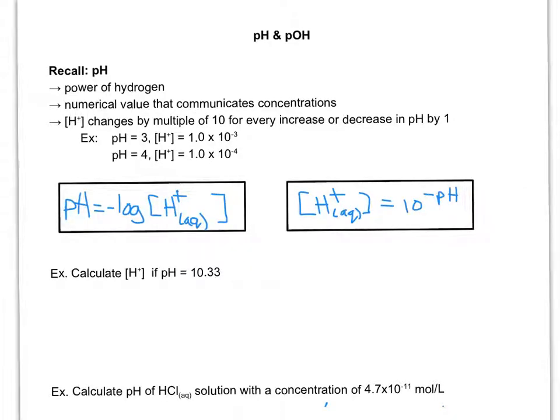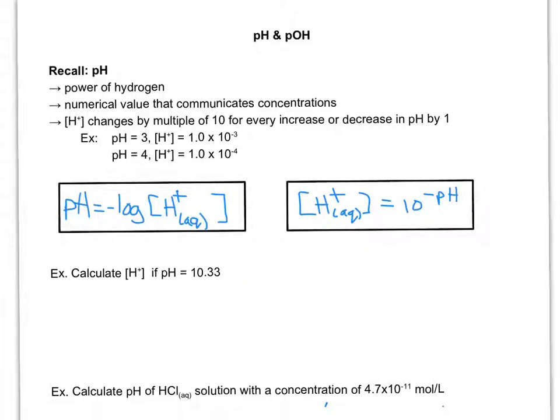Last year we learned these two pH equations. We learned that to calculate pH, we can take the negative log of the hydrogen ion concentration. And then we also learned that to calculate hydrogen ion concentration, we can just go 10 to the power of negative pH. So we'll quickly do an example of that.